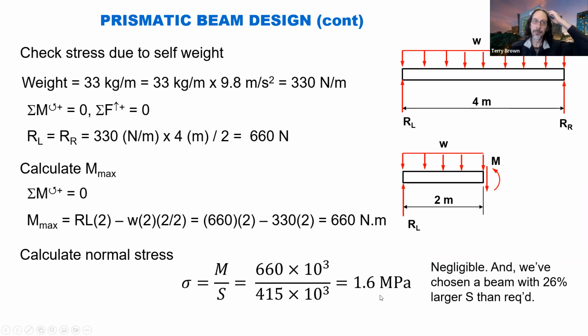Right, so you can see that the stress due to the weight of the beam is negligible. And also we've chosen a beam with a 26% larger section modulus than was required. So the calculations said we need 333.33. We used a beam with section modulus of 415. So no worries about ignoring the weight.